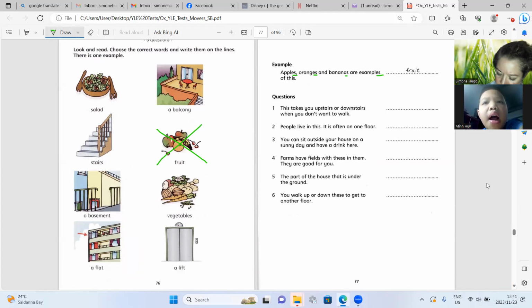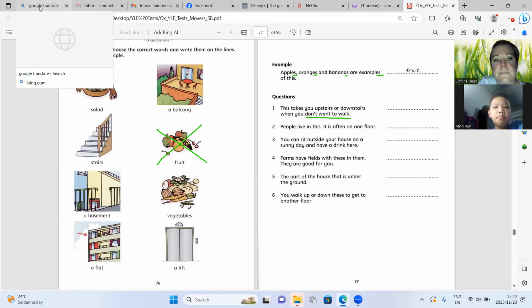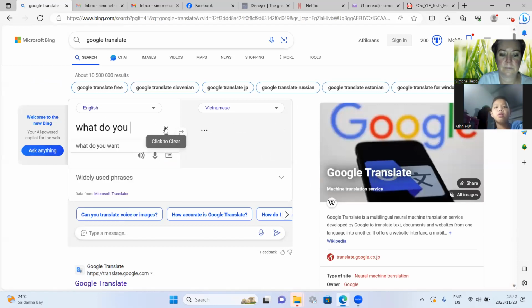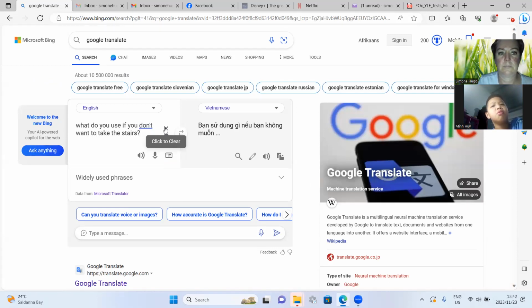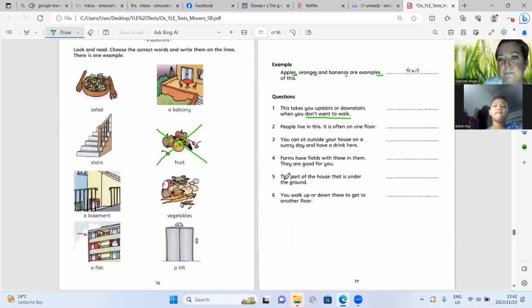It takes you upstairs or downstairs when you don't want to walk. If you don't want to take the stairs, what do you use? Yes, a lift. Good job. Next one.